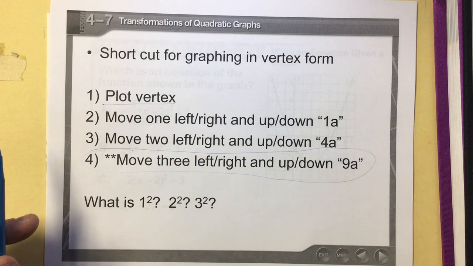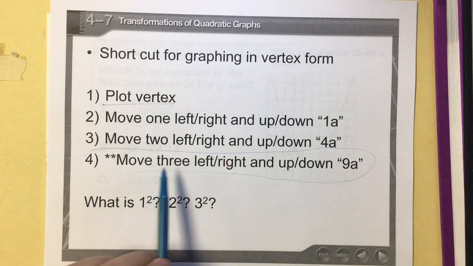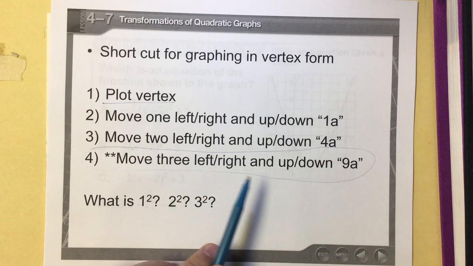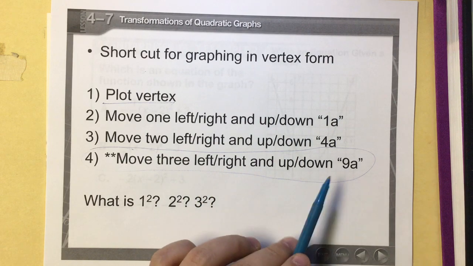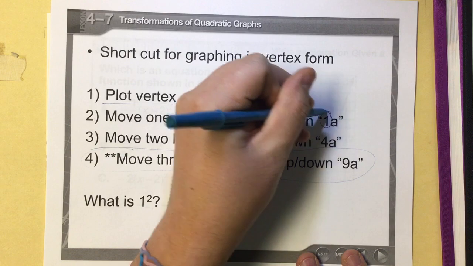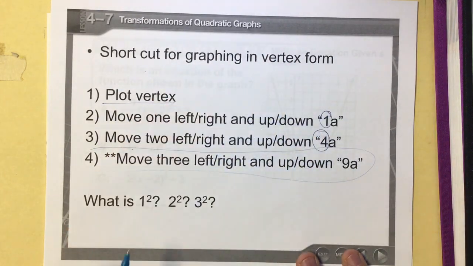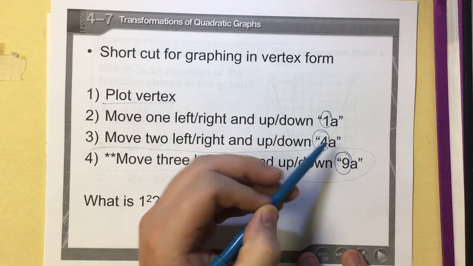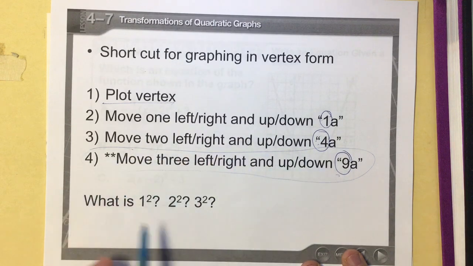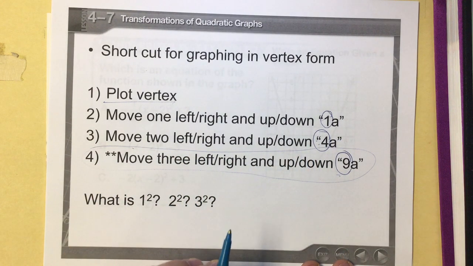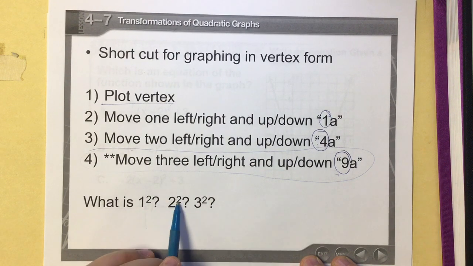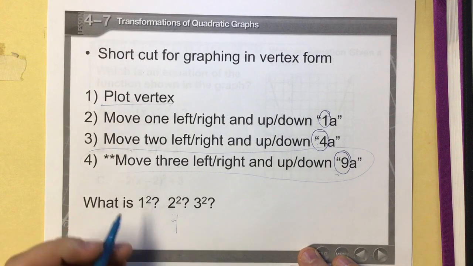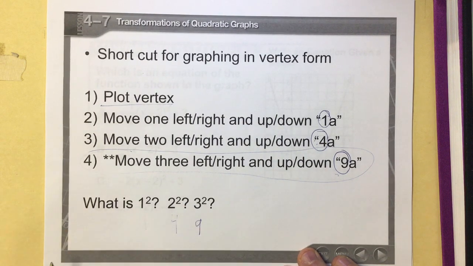But just to help us try to find a pattern, if you move 3 places from the vertex to the left, you would need to move 9A units. If you moved 3 places to the right, you would go 9A units as well. Notice you went 1 over and 1A, 2 over and 4A, and then 3 over and 9A. That's because these are squareds, these are quadratics, they have that squared in it. So if you move 1, 1 squared is 1. If you move 2 over, 2 squared is 4. If you move 3 over, 3 squared is 9.